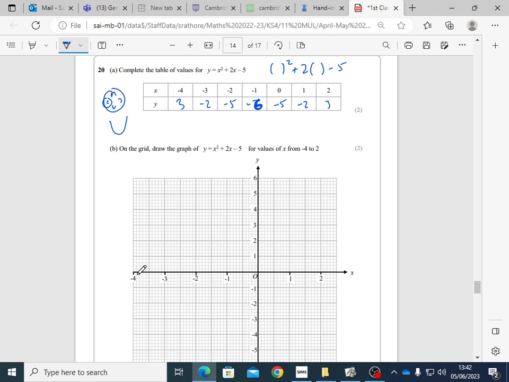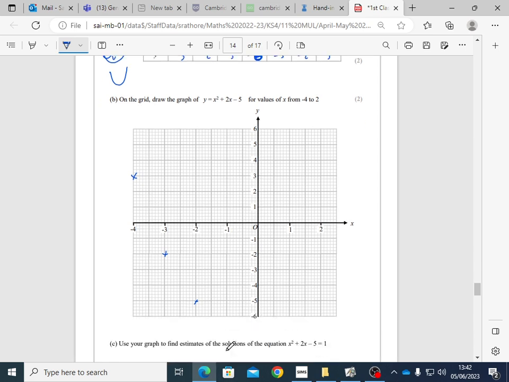So, -4, 3. You've got to be careful when you plot this. -3, -2, -2, -5. Excuse me. -1, -6. Oh, I need to go a bit down. -6. Then it was 0, -5. Then 1 was what? 1, -5. Come on. Now we've done that.